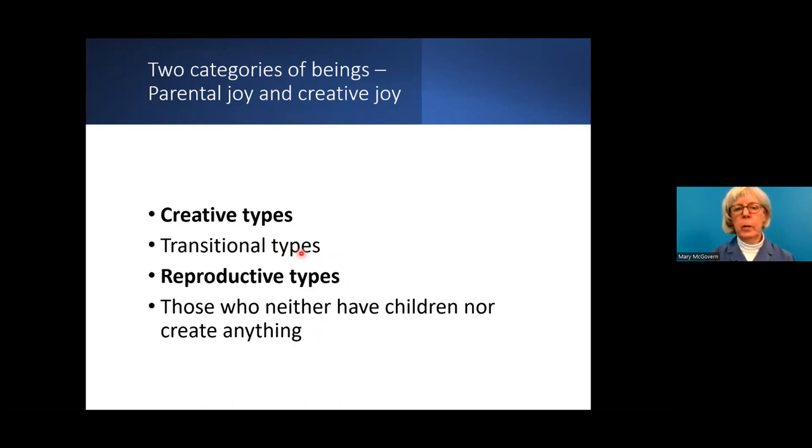But let's look at these transitional types, because that's where most of us are. Because most people still want to have families. They maybe want a partner, they want children. Not everybody, but certainly a lot. But they're also interested in becoming a good musician, or writing a book, or studying cosmology, or getting involved in politics, or going out and working for the Red Cross or whatever.